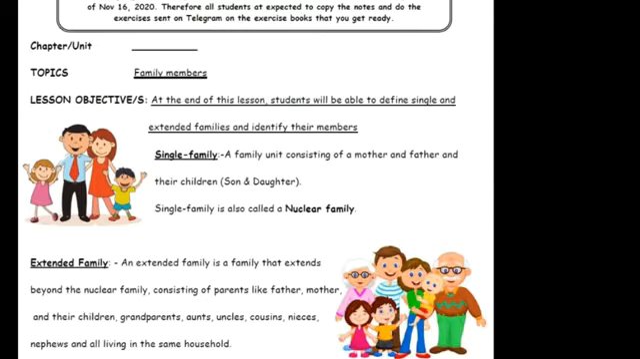Extended family members are divided into how many? Five. How many extended family members? Five. What are they? Grandfather, grandmother, uncle, aunt, and cousin.